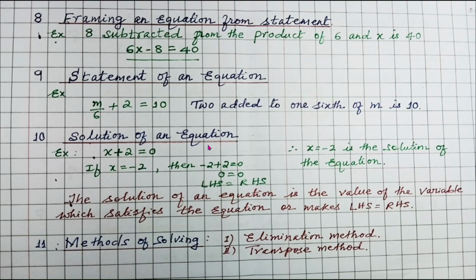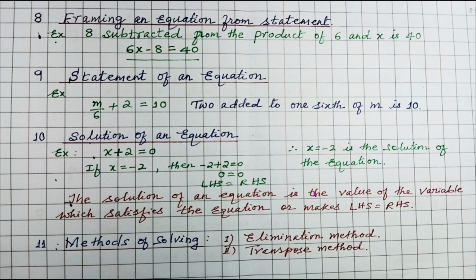The solution of an equation. Let us understand this. x plus 2 equal to 0. If I put x is equal to minus 2, then minus 2 plus 2 becomes 0. LHS will be minus 2 plus 2 is 0. RHS is as it is 0. So 0 is equal to 0. LHS is equal to RHS. Once LHS becomes equal to RHS, then x equal to minus 2 is known as the solution of this equation. So what is the solution of an equation then?